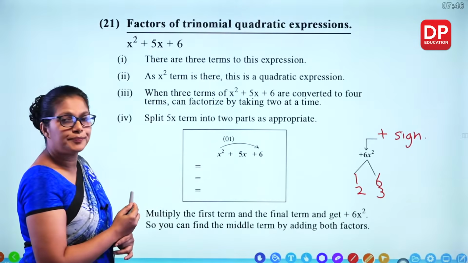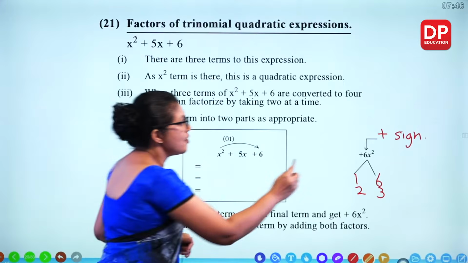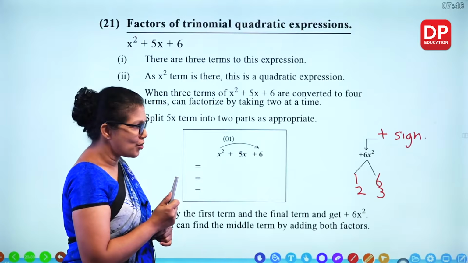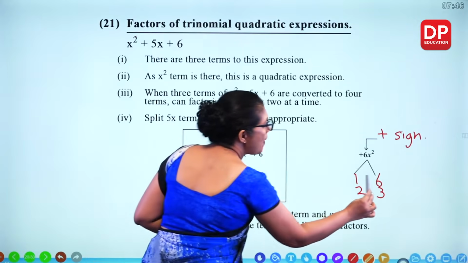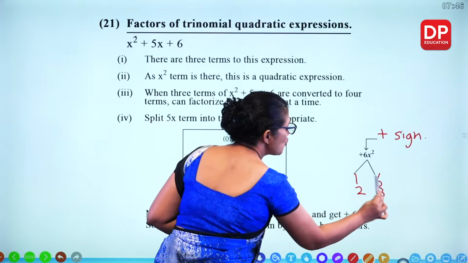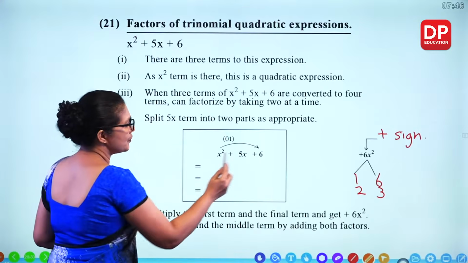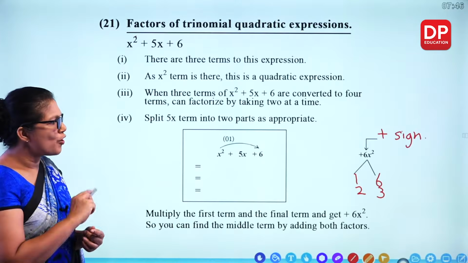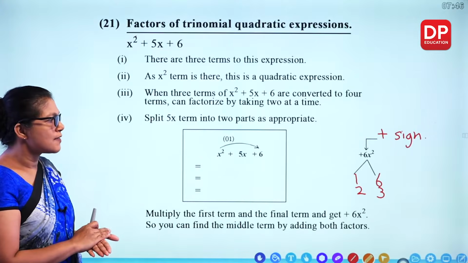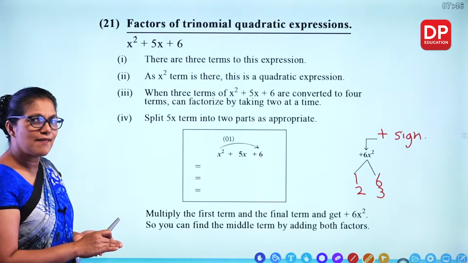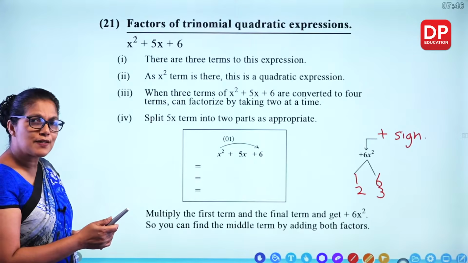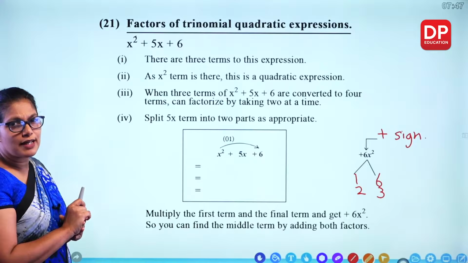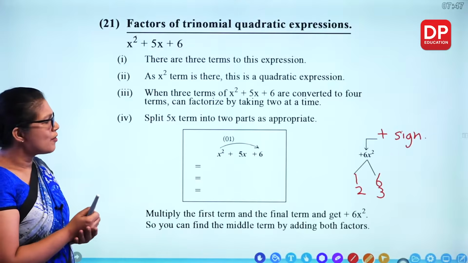That's all. So try to find out the factors, and then what you do, when you multiply here, when you add these two, can you get the middle term? 1 and 6, both positive. So plus 1 and plus 6, you get plus 7. But the middle term is plus 5. So you can't take 1 and 6. So what about 2 and 3? 2 plus 3, you get 5.